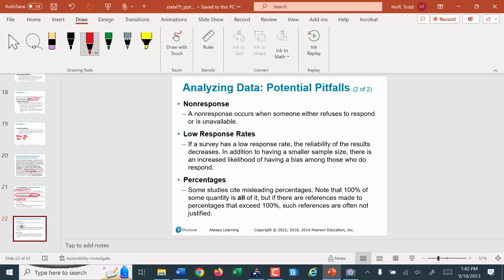100% is the whole thing. So someone says we've decreased your utility costs by 150%. Well, that's impossible. Decreasing your costs by 100% would mean we took it down to 0. So we can't decrease it by 150%. So that calculation had to be done in such a way as to be misleading.